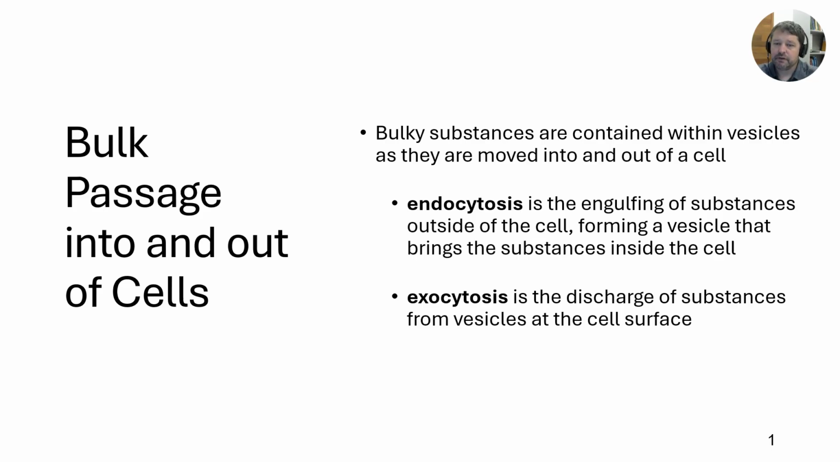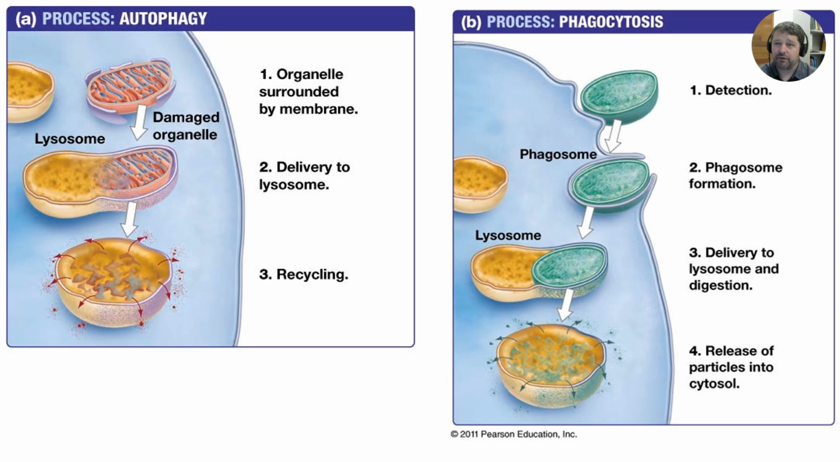Exocytosis means that you're taking something from inside, typically bound in a membrane, and it comes out and gets spit out of the cell or leaves the cell, and the membrane becomes part of the cell membrane. I'll show you what I'm talking about here in a second.